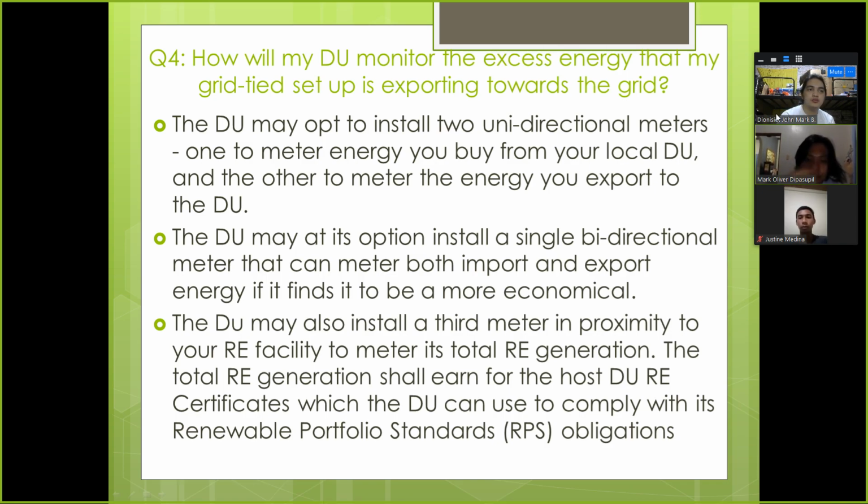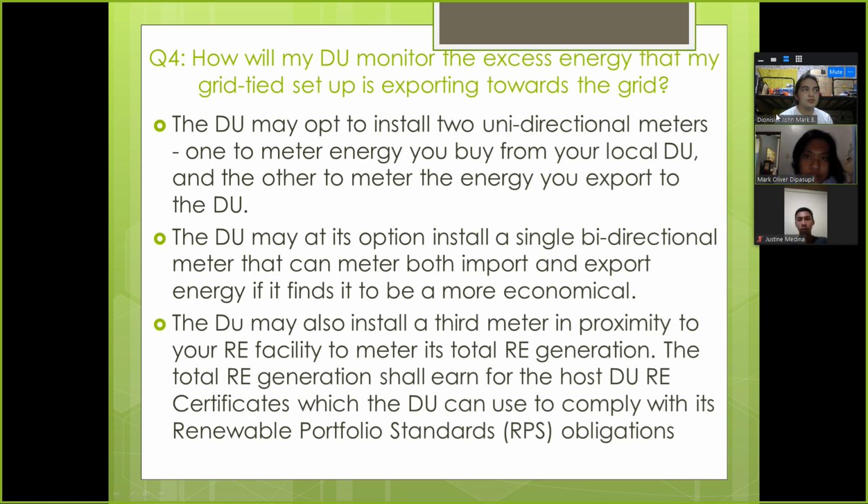So, meron ding option yung DU na gamitin yung isang metro na lang. Pero, ang kaibahan nun sa ordinary metro is nadi-distinguish niya kung yung kuryente is pumapasok dun sa bahay niyo o lumalabas dun sa bahay niyo. So, pag yung pumapasok na kuryente sa bahay niyo, yun yung nagagamit niyo, yung binibili mula sa grid. Yung lumalabas naman, yun yung ibebenta niyo. Pero i-install lang yun ng DU niyo kapag mas economical siya.